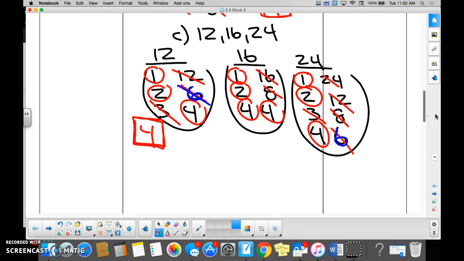So is this a common factor for all 3 of them? No, it's only a common factor for 2 of the 3, and since we're asking for a common factor of all 3, you need to cross it off. Questions?